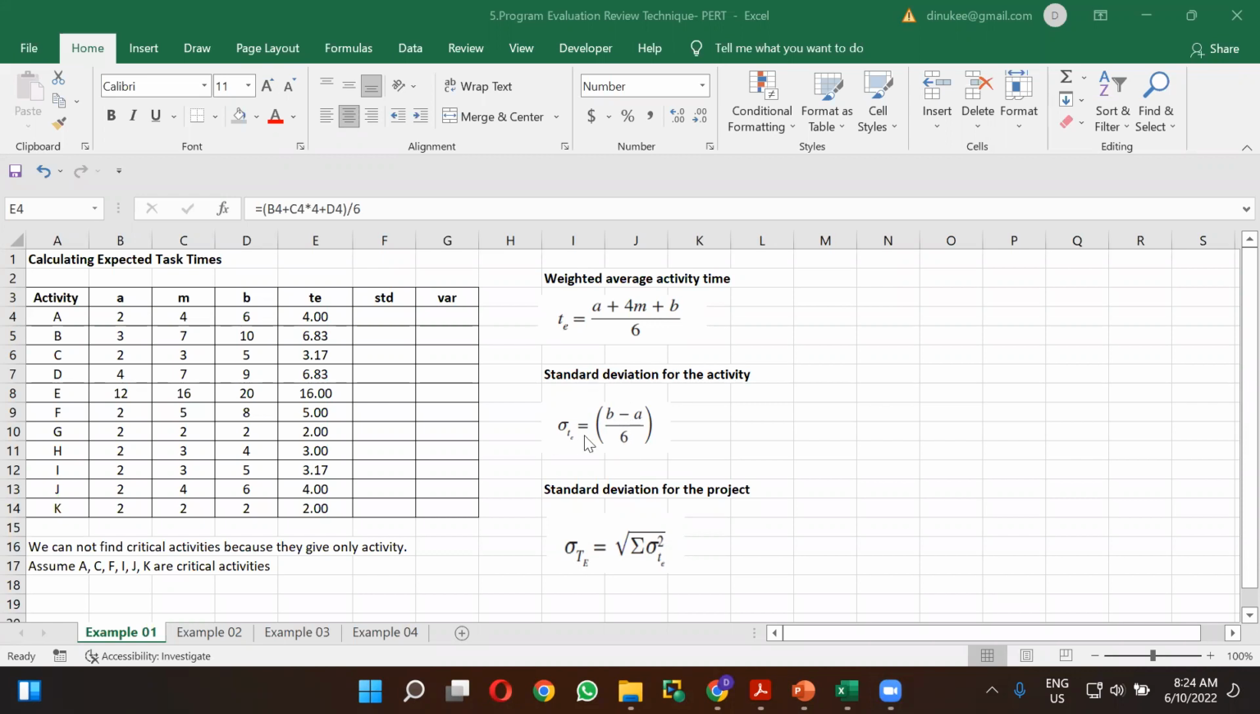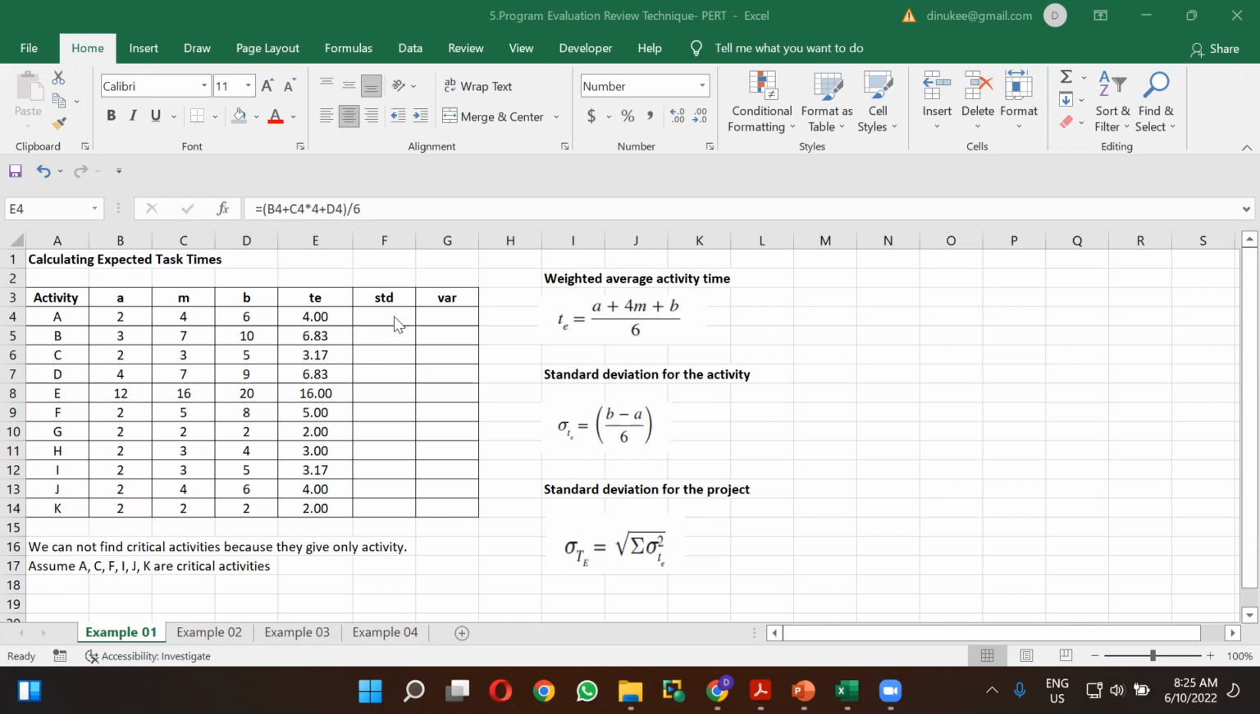After calculating this standard deviation, you have to take the power of 2 in order to calculate the variance, right? So this is the formula that you have to use when calculating the standard deviation for the activity. If you want to calculate the variance for the activity, you have to take this similar formula and take the power of 2, right?